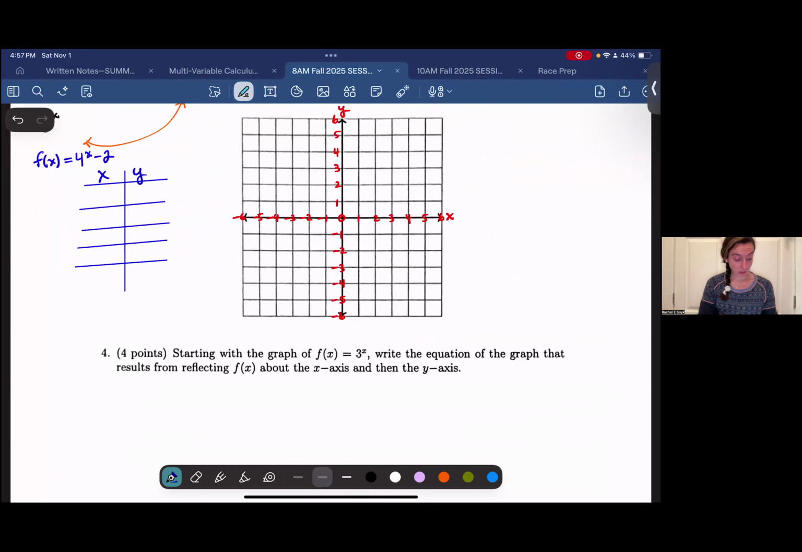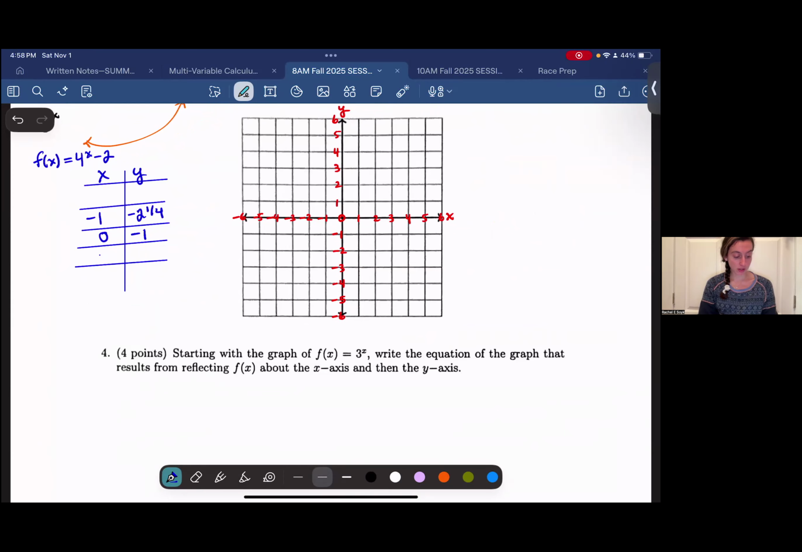Let's put in 0 when x is 0. 4 to the 0 is 1. 1 minus 2 is negative 1. If we put in negative 1, 4 to the negative 1 is 1/4. Minus 2 is negative 2 and a fourth.